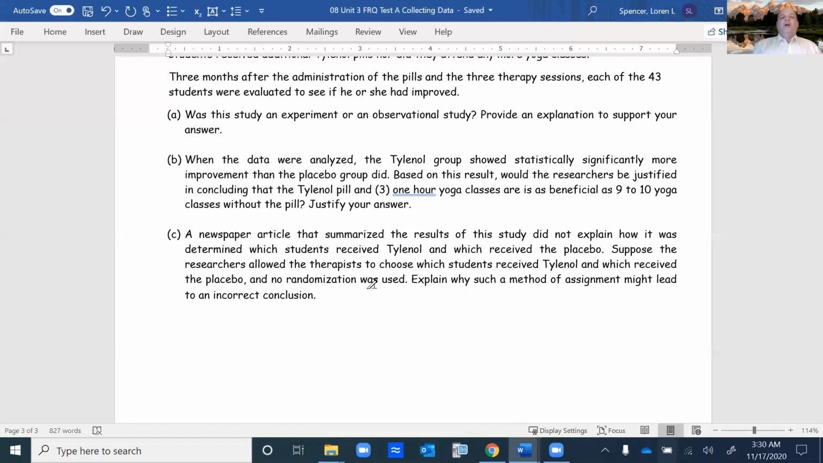the test. A newspaper article that summarized the results of the study did not explain how it was determined which students received Tylenol and which received the placebo. Suppose the researchers allowed the therapist to choose which students received Tylenol and which received the placebo, and no randomization was used. Explain why such a method of assignment might lead to an incorrect conclusion.